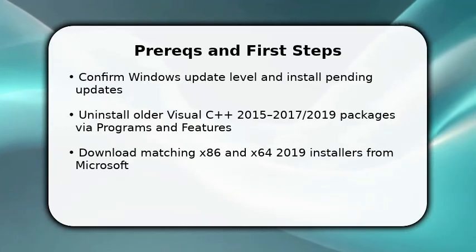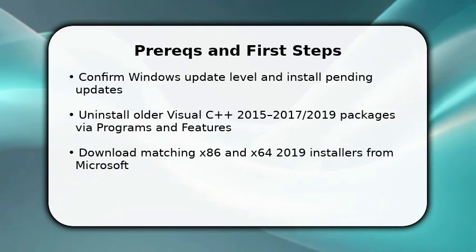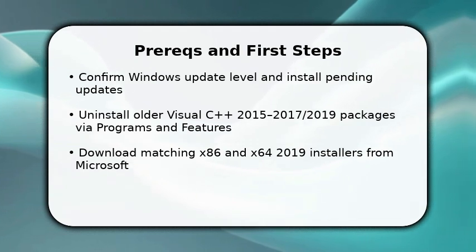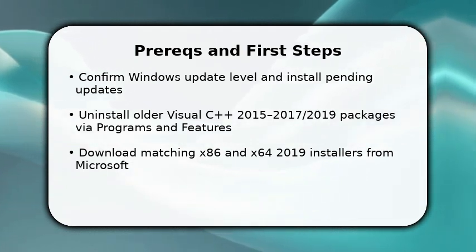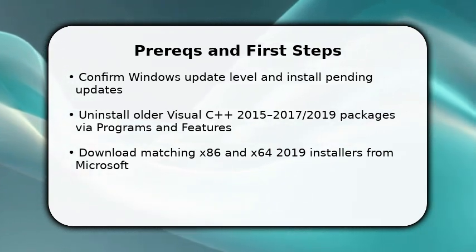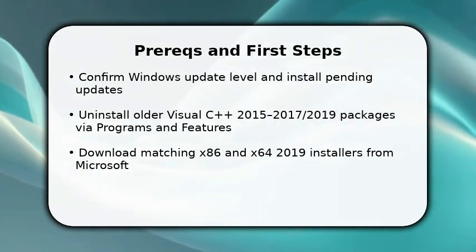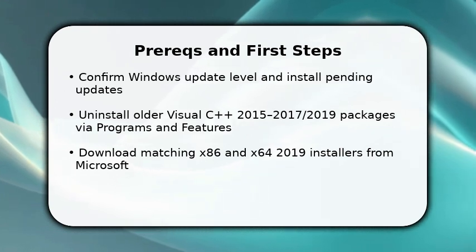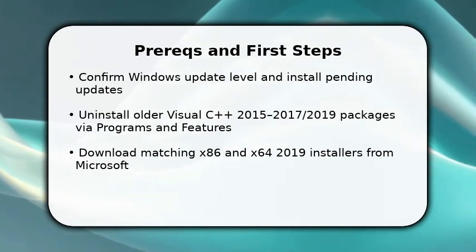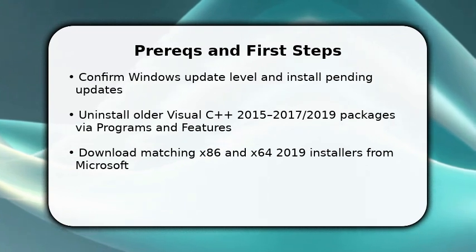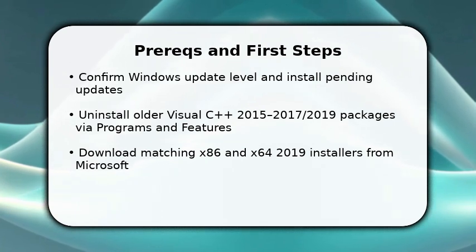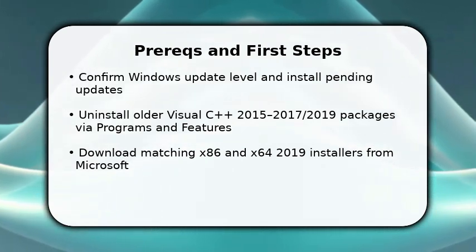You start by confirming prerequisites. Make sure Windows is fully updated and rebooted, because missing updates often block installers. Once done, open Programs and Features and uninstall any older Visual C++ 2015-2019 redistributables to avoid version conflicts. Then download both x86 and x64 Visual C++ 2019 redistributable installers that match your system architecture. Doing these first actions removes common blockers and ensures you have the correct installers ready.